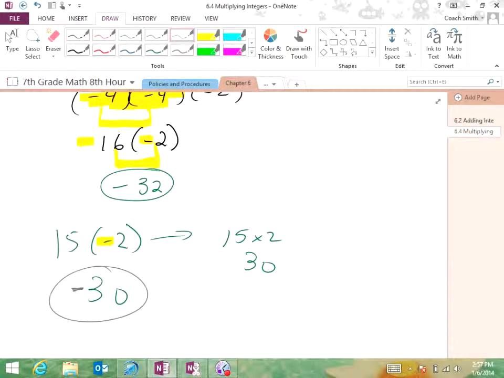Okay, think about what you just said. We've been multiplying positives together since you were in kindergarten. Your multiplication tables, those are all positives. We just didn't put the positive sign with them. Those are all positive numbers. We just didn't put the positive sign with the answer.